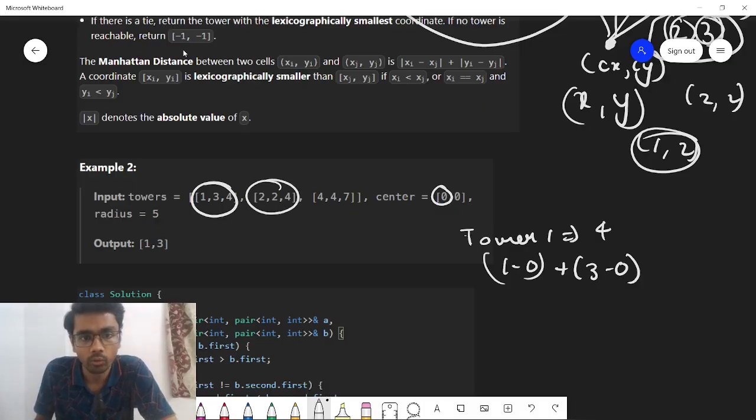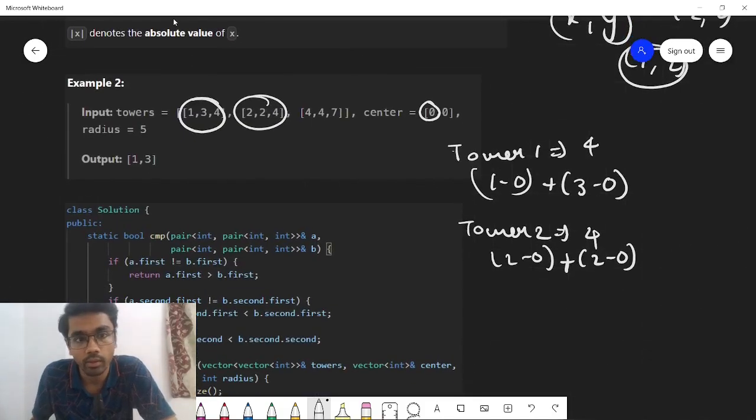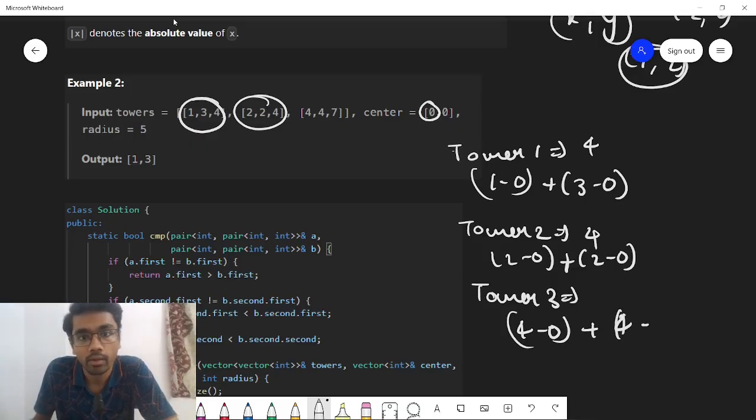And then we will come to the second tower. Tower 2 has Manhattan distance 2 minus 0 plus 2 minus 0. So again it comes out to be 4. Now we will check tower 3. Okay, yes. So now we come to tower 3. Here it is 4 minus 0 and we have 4 minus 0 again. So its Manhattan distance is 8.